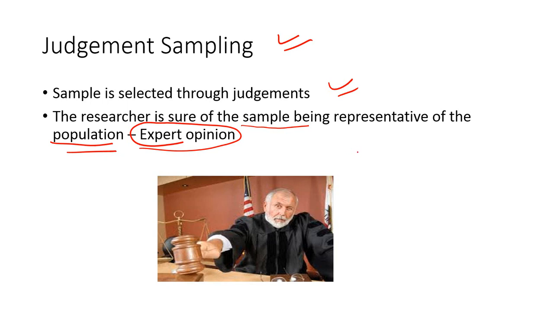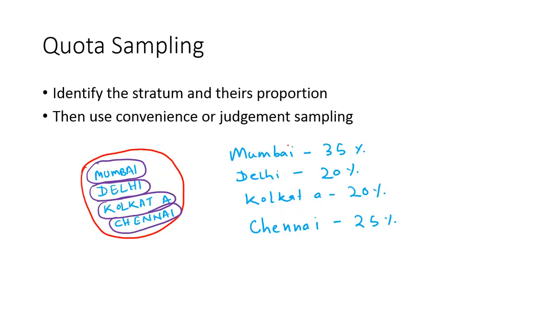This is very important in cases where the area is very niche and access to all the elements or all the observations in a population is very difficult, or the population is too large to reach out to. So in that case, you just go ahead with expert opinion and come up with the sample from your population. So purely based on judgment.